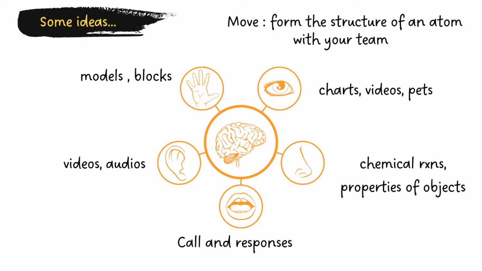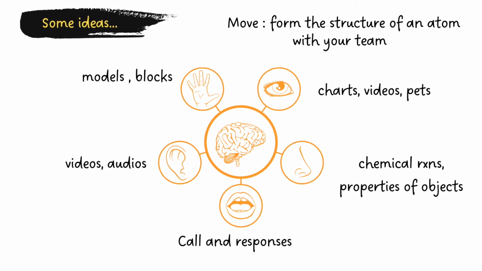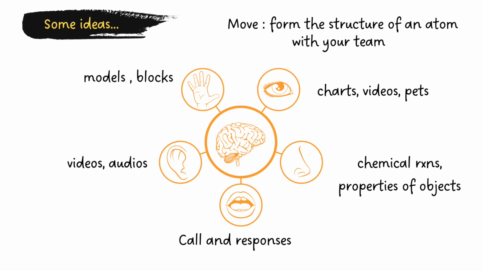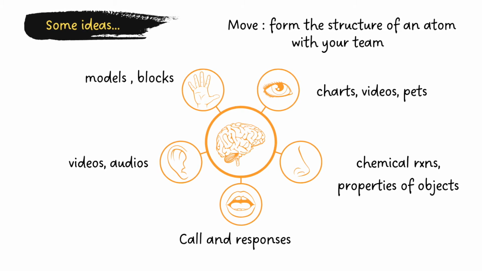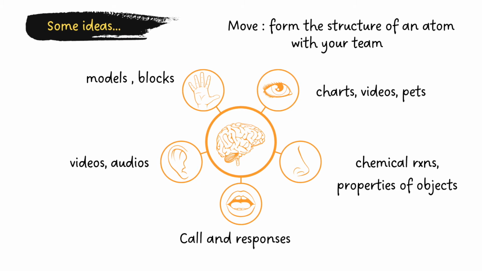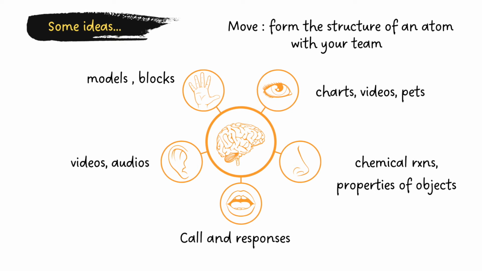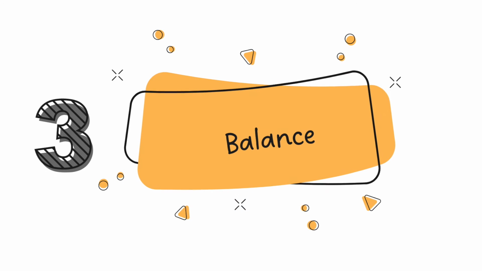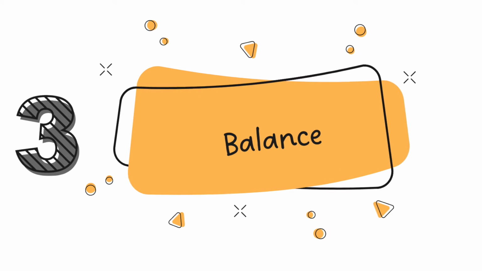You could also plan activities in your lesson that allows them to move around. For example, you could have your students form the structure of an atom with your classroom. The more you have activities for them to engage in, the more attentive and on task they will be throughout your lesson. The third and the last trick is to find a balance.